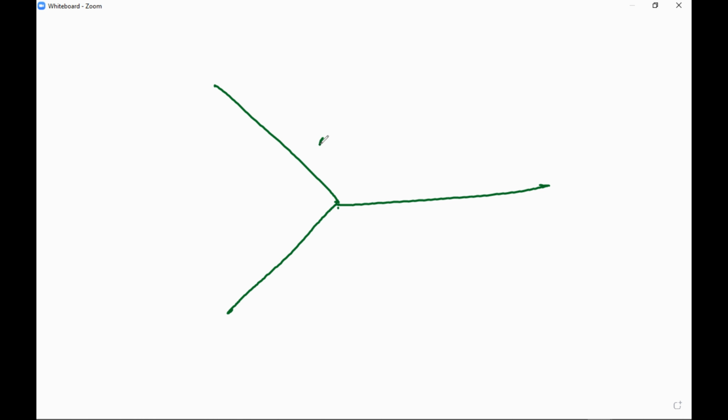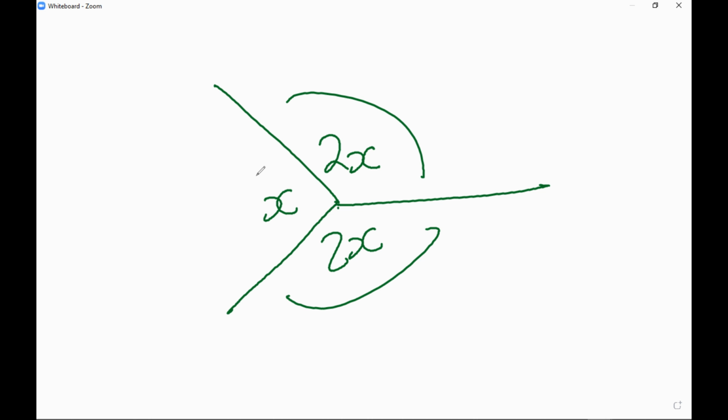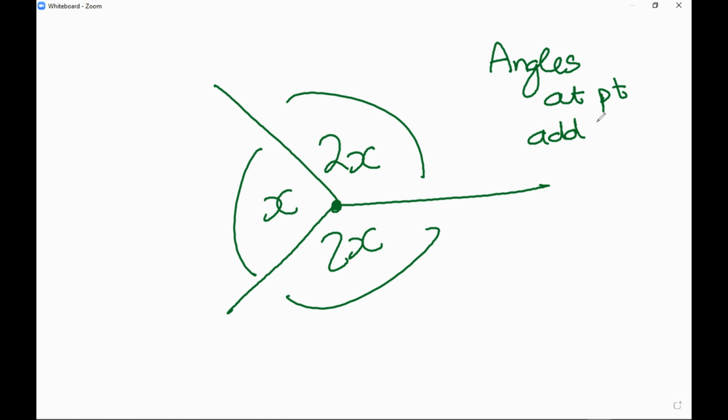Let's suppose this angle, and this angle is unknown, but two of them are double the size of the other. And we all know that angles at a point add up to 360 degrees. It's a revolution. If I go all the way around, it's a revolution. So angles at a point add to 360 degrees.